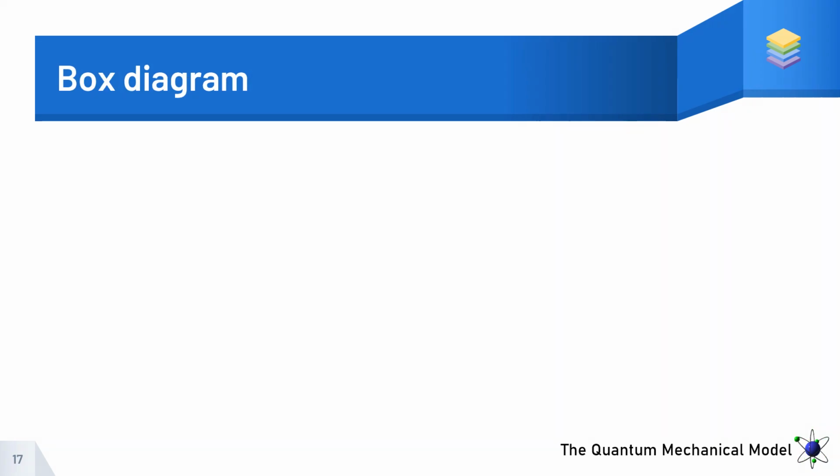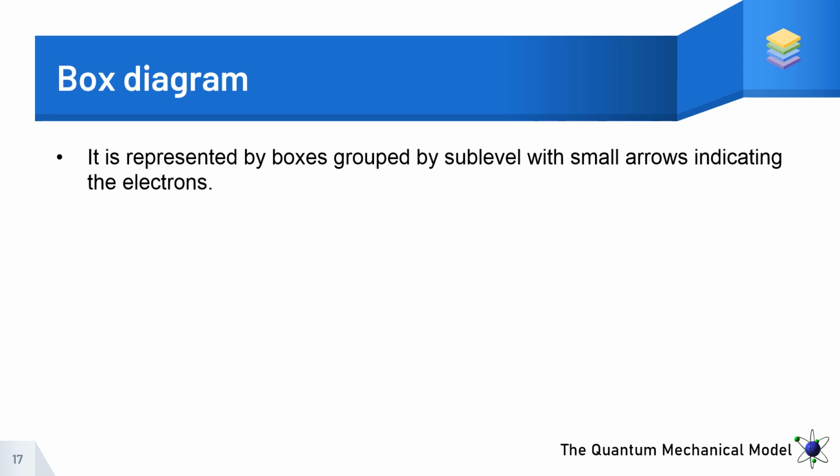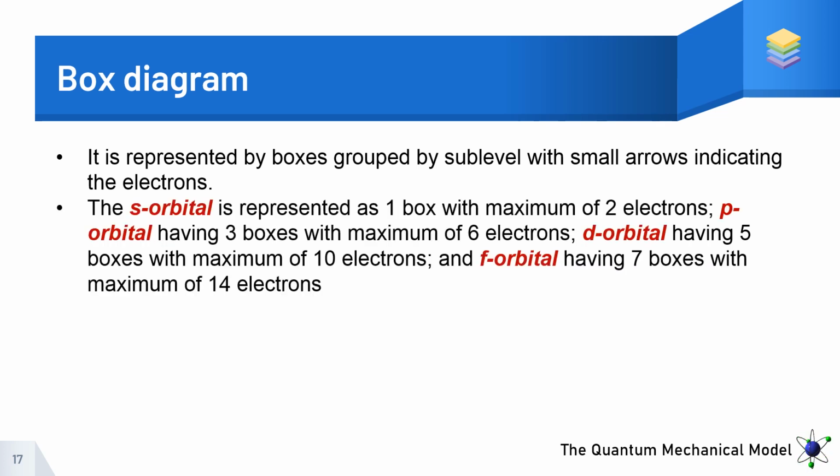Now, let's have the box diagram. It is represented by boxes grouped by sublevel with small arrows indicating the electrons. The s orbital is represented as one box with a maximum of 2 electrons. For p orbital, there are 3 boxes, maximum of 6 electrons. For d orbital, 5 boxes with a maximum of 10 electrons. And for f orbital, we have 7 boxes with a maximum of 14 electrons.